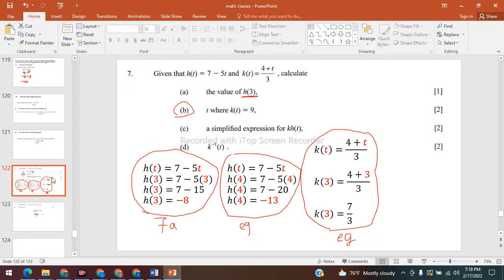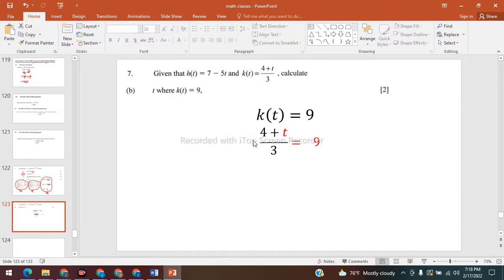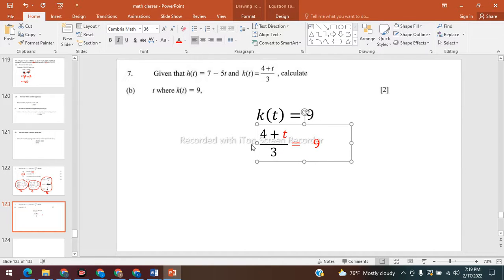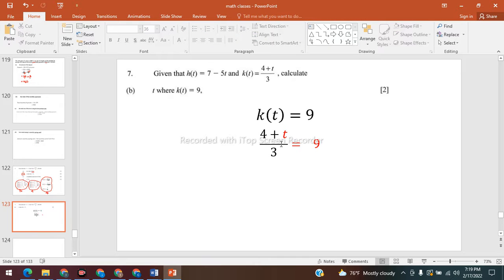What I mean is, if we look at what we had, if they wanted you to substitute 3 here, they would say h of 3, because the 3 is on the inside. Similarly, for 4, the 4 is in the bracket, so h of 4. Similarly, for k, it's k of 3. But here they're not telling us to substitute 9 for t. They're saying that k of t, the function, is equal to 9. So this entire function is equal to 9. If this is equal to 9, tell me what t is supposed to be to make sure that this is 9.